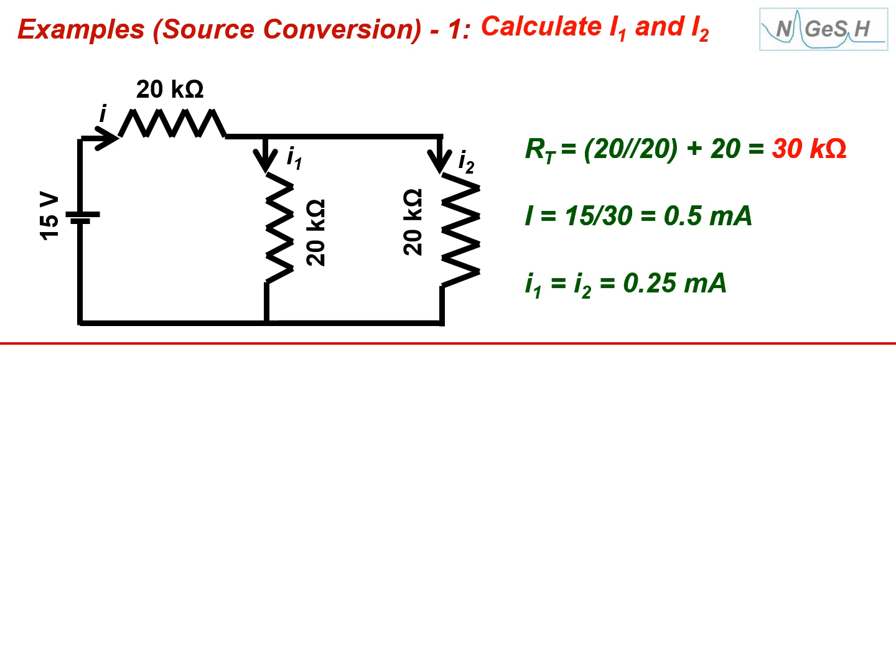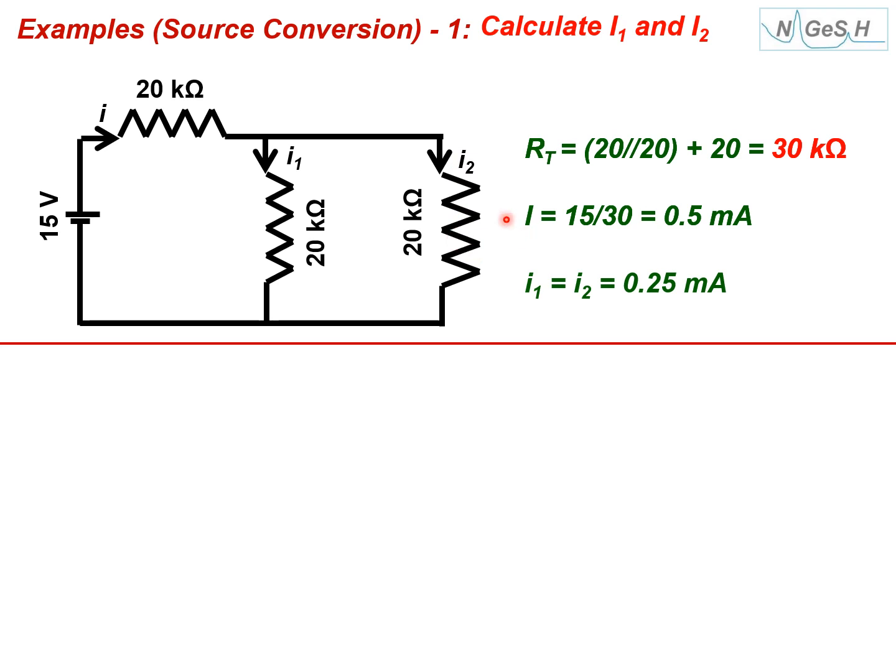Before even going to that simplification, first we will check its validity. Now you have a circuit here, a very simple one. 20 parallel 20 is 10, plus 20 is 30. 15 by 30 is 0.5 milliamperes of current, which will divide equally. So you see 0.25 milliamperes current in each branch. Here, for example, 0.25 milliamperes is there.